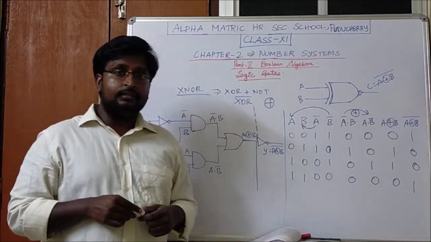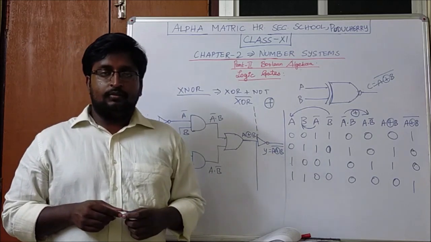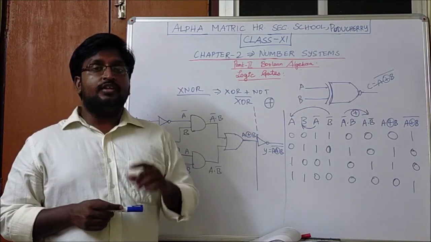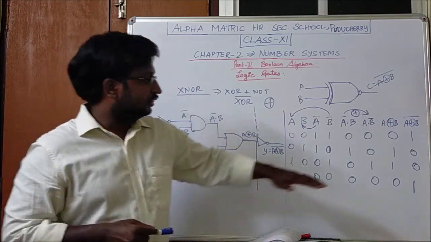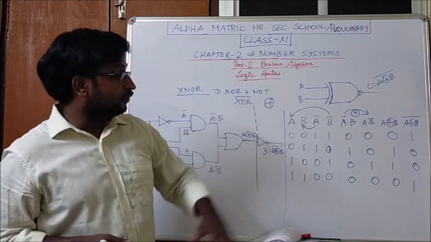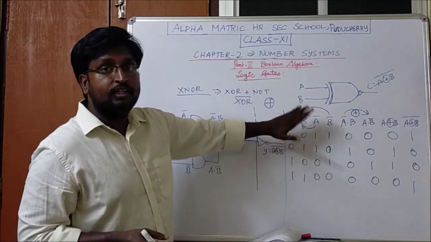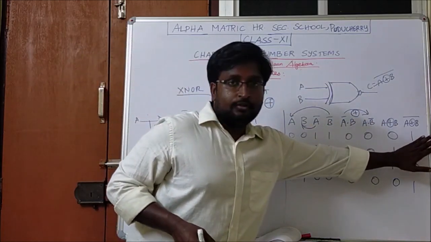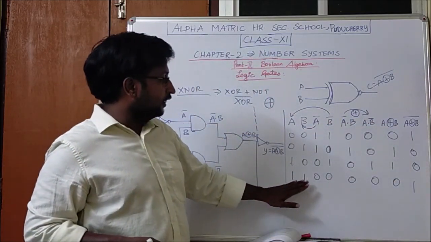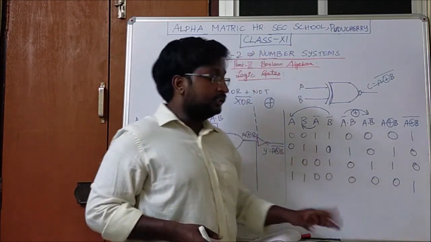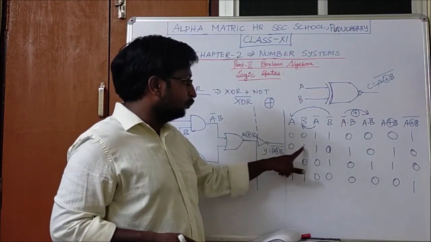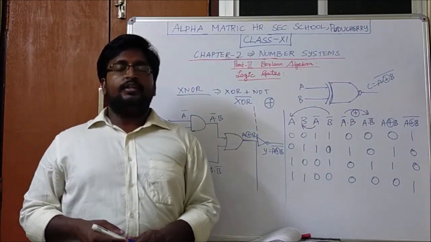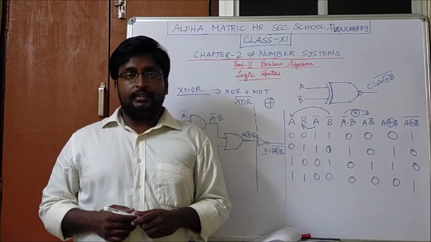So we can say that in the XNOR gate, in case either one input is true, the result is false. When both the inputs are false, that is 0, 0, the output will be true. And when both the inputs are true, the result will be true. In case any one input is true, the result will be false. Like this also we can describe the XNOR gate.